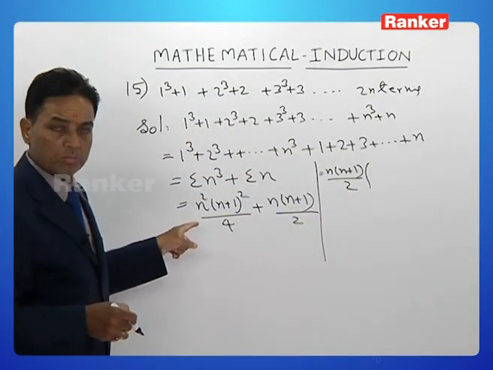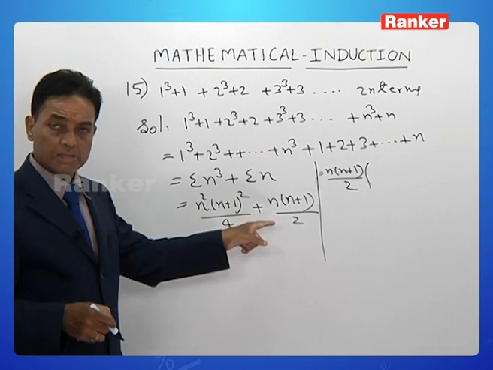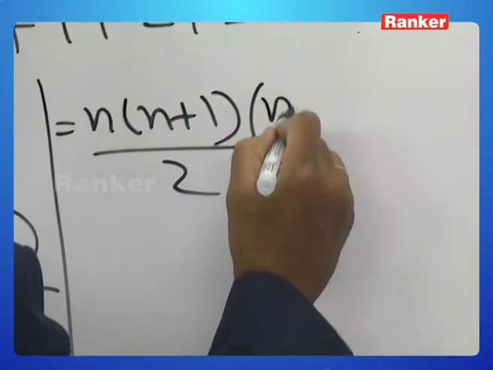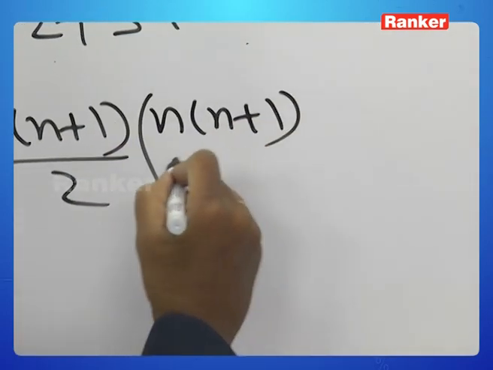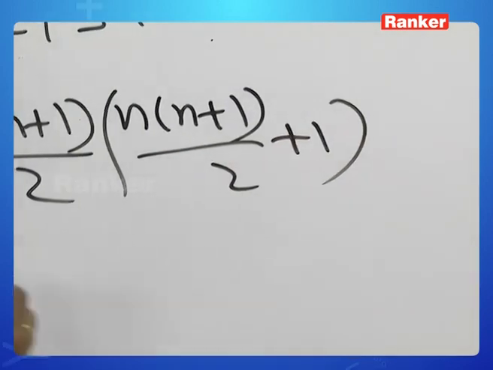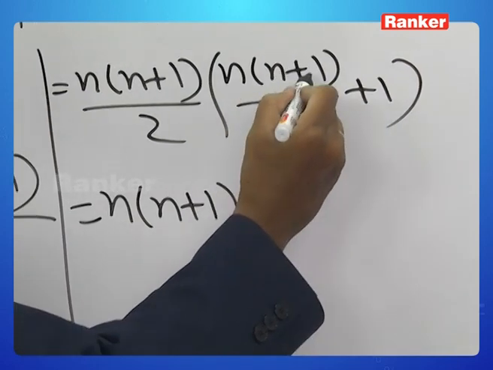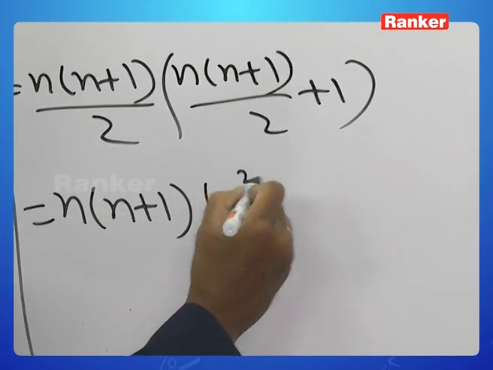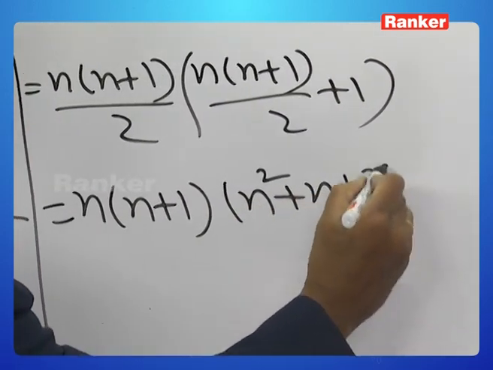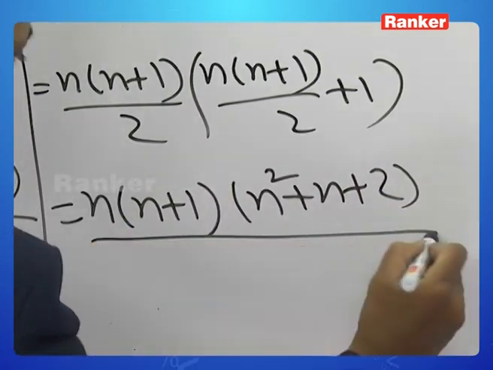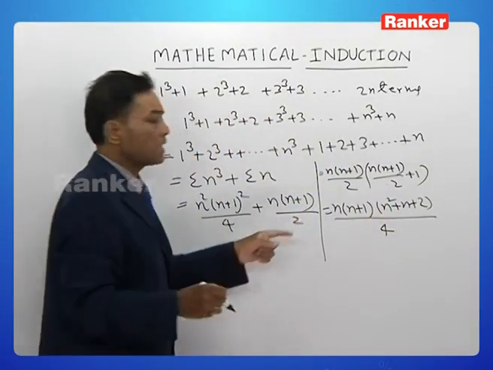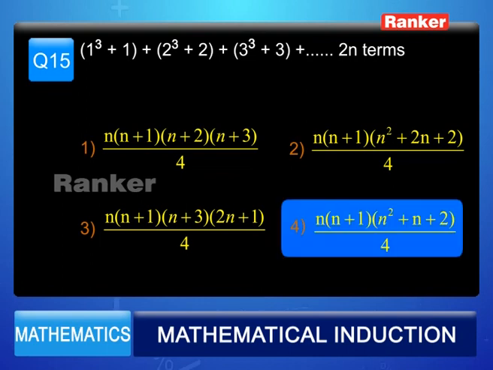Here 1 into n plus 1 by 2 is there, and here 1 is there after taking common. So write n into n plus 1 by 2 plus 1, right? So n into n plus 1, here n square plus n plus 2 by 2 into 2, 4. So this is the answer. So right option is fourth one.